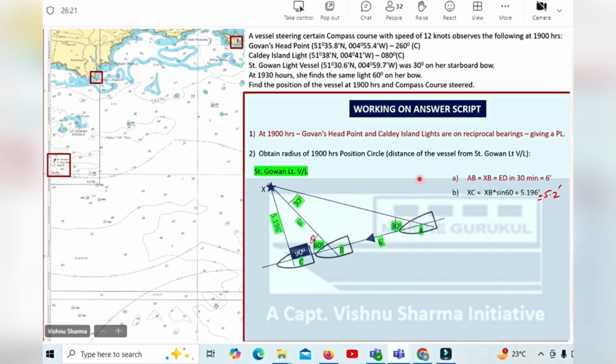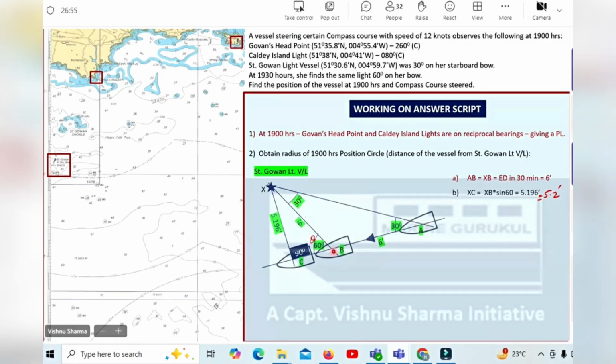Because the plotting was done on 30 minutes. Because the vessel had this light 30 degrees on the starboard bow at 1900 hours and 60 degrees on the bow at 1930, so half an hour, right? Okay, sir. And then why was XB 6 miles? Because isosceles triangle, sir, 30 degrees, 30 degrees. Yes. Once you get XB, now can you get XC? 5.2 miles or 5.196 to be more precise. Plotting it will be 5.2 only, of course.